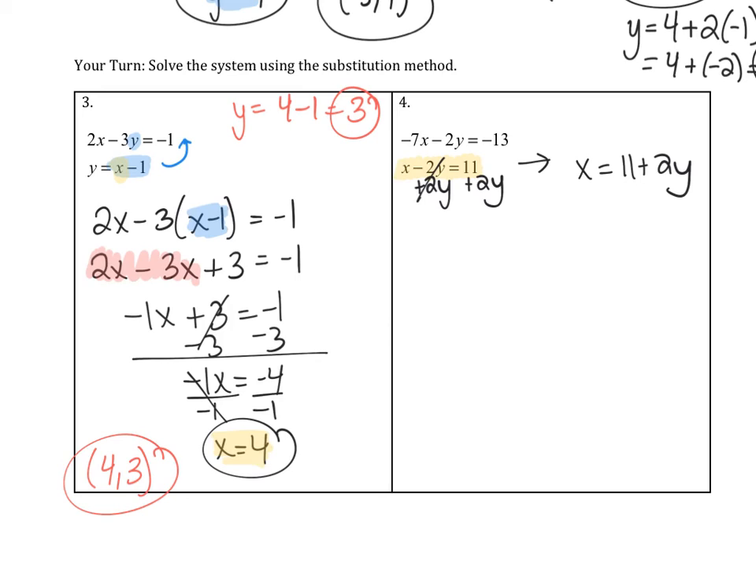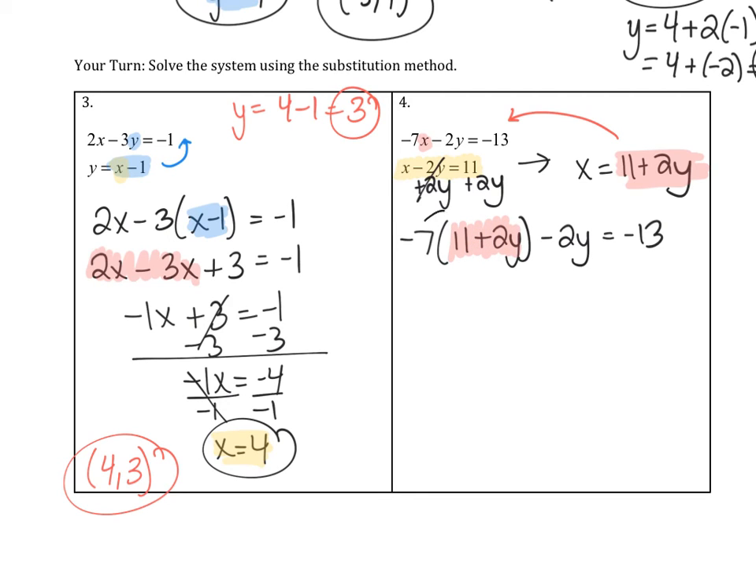Now that I have one of the variables by itself, I'm going to take that x value of 11 plus 2y, and I'm going to plug it in for my x value in the top. So this is going to take quite a bit of work if we're plugging this in, and we've got to distribute. So watch how we write it. We put negative 7, parentheses, replace that x with 11 plus 2y, close parentheses, minus 2y is equal to negative 13. Okay, so there's that x that we replaced right there, 11 plus 2y.